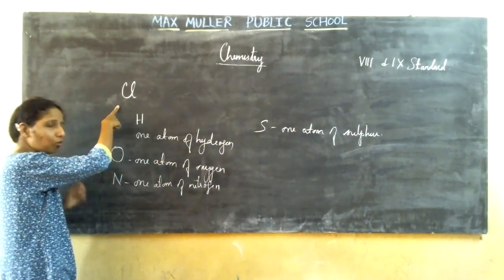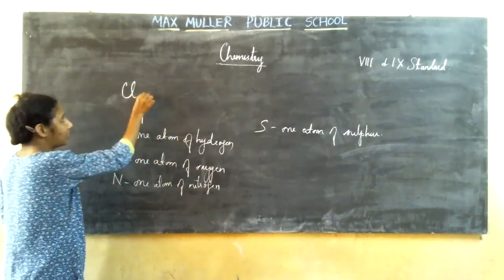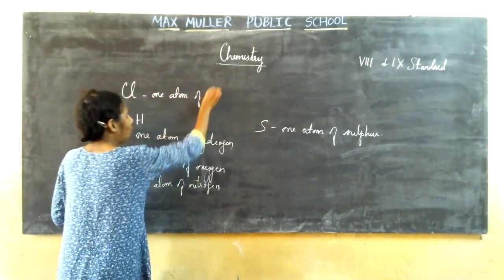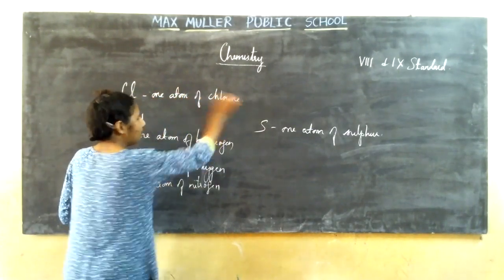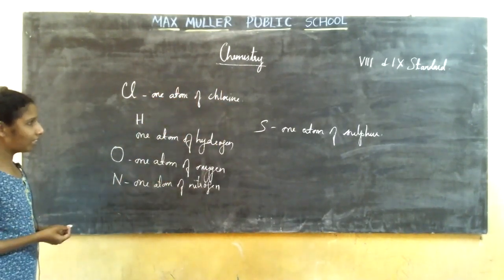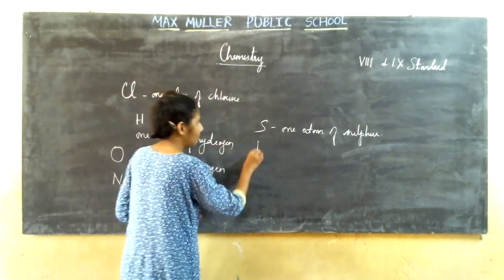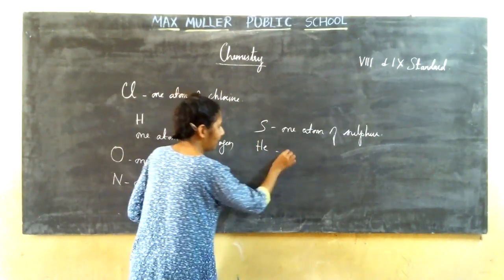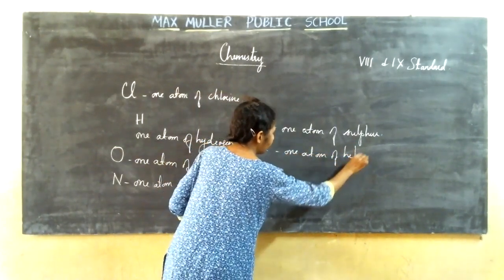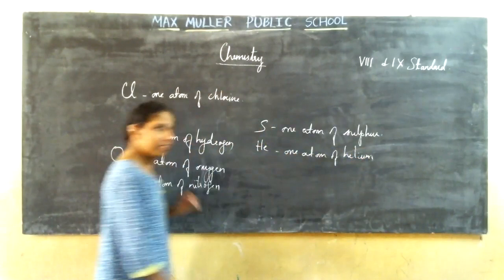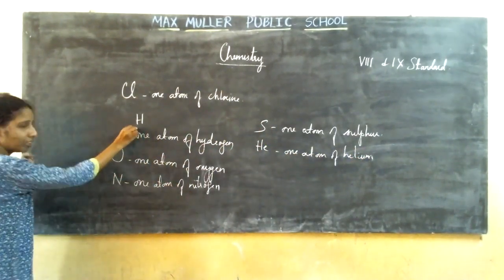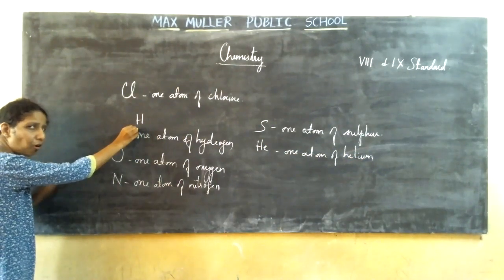What is this? I hope you all have studied. Okay, this represents one atom of chlorine. Right? This represents one atom of chlorine. Okay, similarly, if you take another example, this represents one atom of helium. Right? I hope you people understood this. Now, H represents an atom of hydrogen.